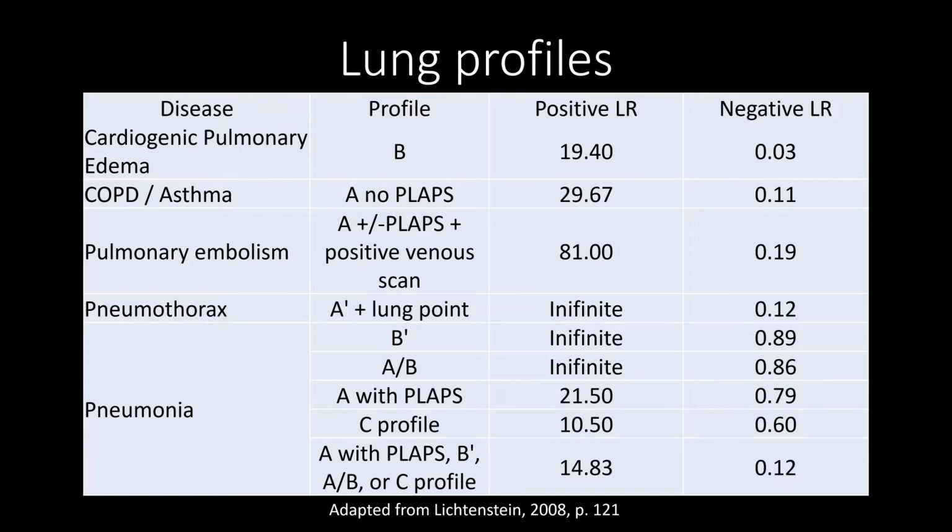For pneumothorax, again, the presence of an A prime profile with lung point has almost an infinite positive likelihood ratio and 0.12 for negative likelihood ratio. And for pneumonia, the positive likelihood ratio for any of the profiles listed here was almost 15 and negative likelihood ratio of 0.12.